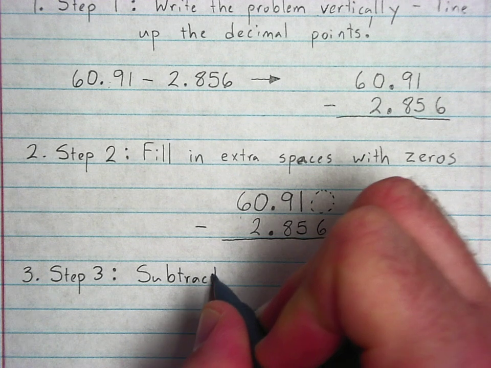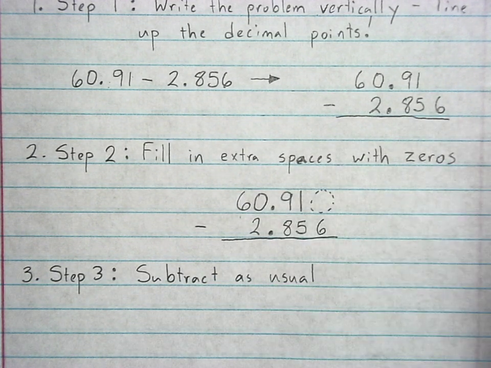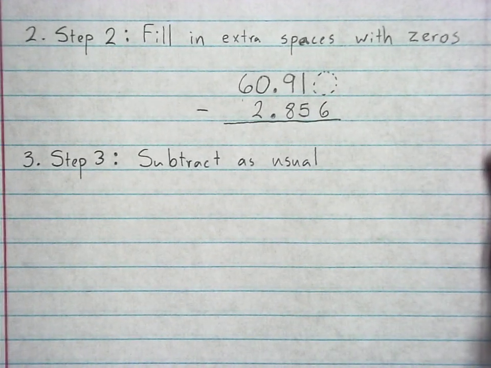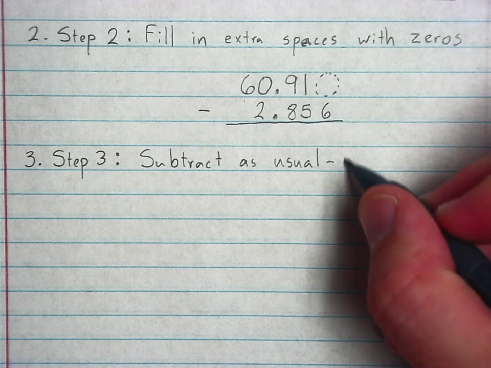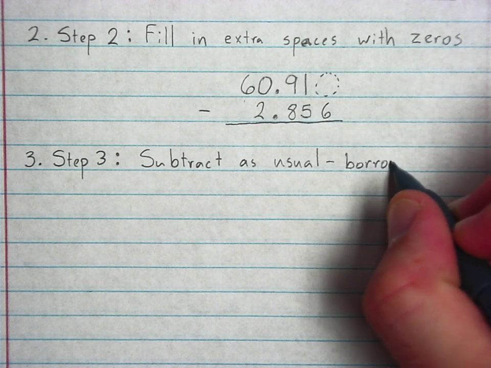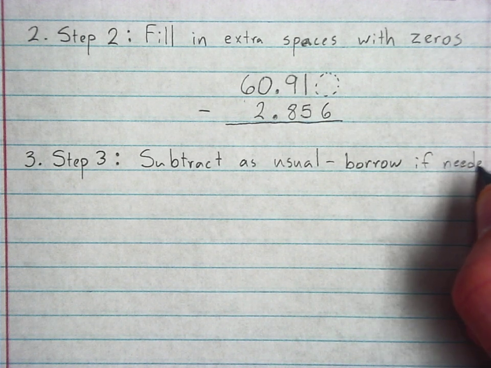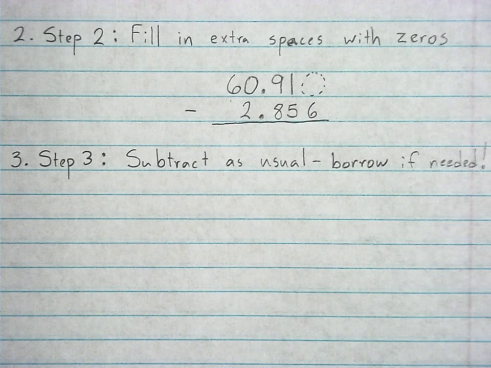Once we have that, move on to step 3, which some of you are probably already thinking about or doing. You're just going to subtract as usual. You're going to temporarily ignore the decimal point. Just subtract the way you would normally subtract. Now, a lot of times, that means borrowing. So, borrow if needed. If you need to borrow, make sure that you do. In this case, we will.